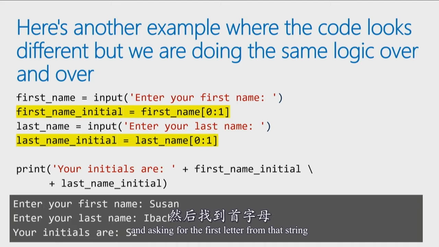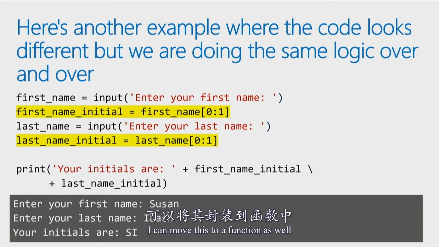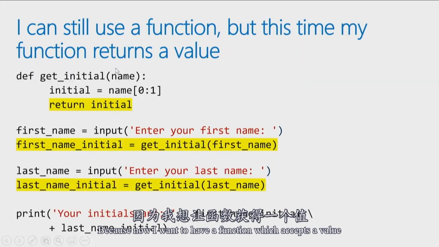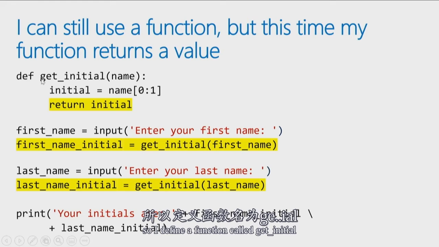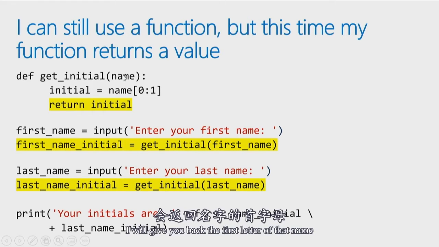They're taking a string and asking for the first letter from that string. I can move this to a function as well, but it's going to be a slightly different syntax, because now I want to have a function which accepts a value. So I define a function called getInitial. It accepts a parameter name, so you pass in a name. I will give you back the first letter of that name.